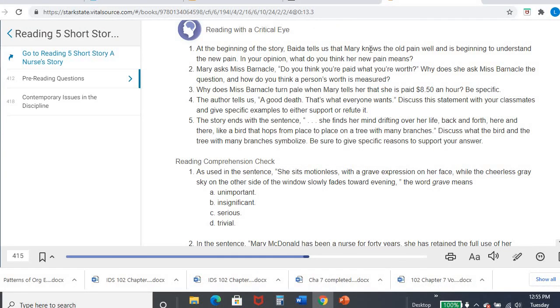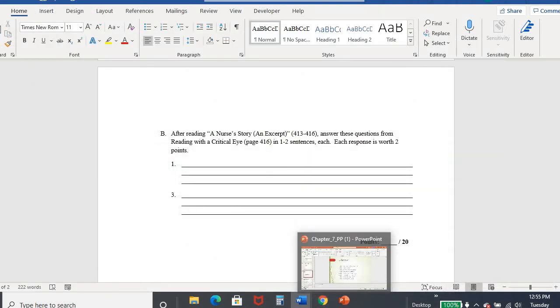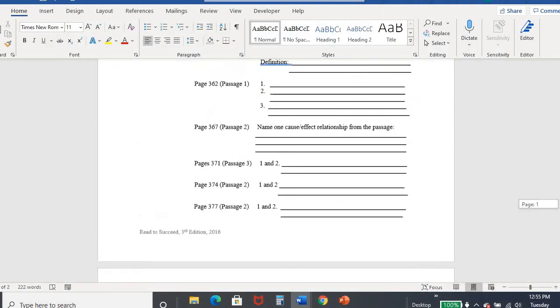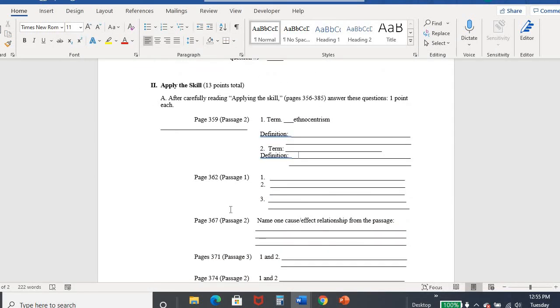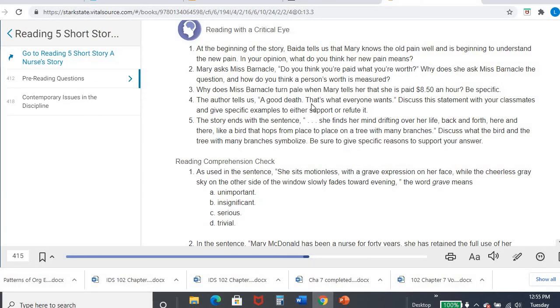Question 1, it says, Beta tells us that Mary knows the old pain well and is beginning to understand the new pain. What do you think new pain means? And then question 3, why does Miss Barnacle turn pale when Mary tells her that she is paid $8.50 an hour? Be specific. So make sure you're answering those. Make sure you just support your responses. Okay, so that is the text sheet for Chapter 7. Lots of practice with these structures right in here, along with the homework, allowing you to have that extra practice.